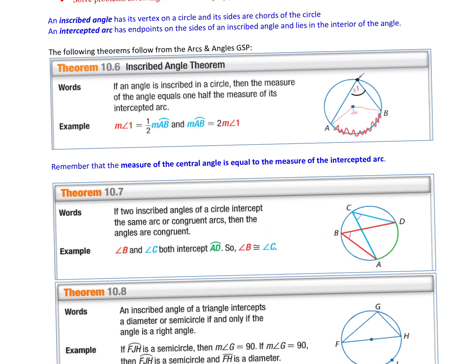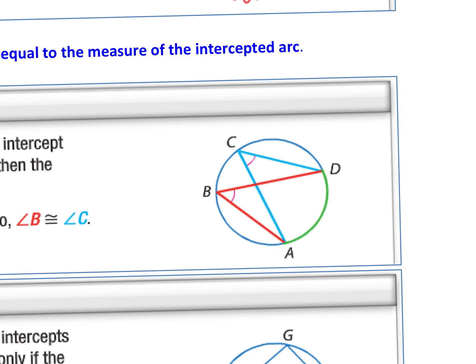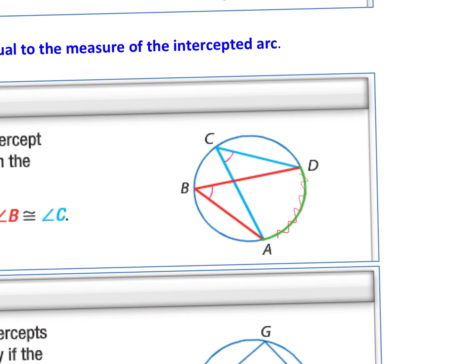Okay, so we'll do that a lot, and lots of practice about that. So if that's going to be half the arc, and two angles intercept the same arc, both of these are going to be equal because they are both half of whatever this is. So if that's 2x degrees, that's going to be x degrees, and that's going to be x degrees. And it doesn't matter where we put this vertex.